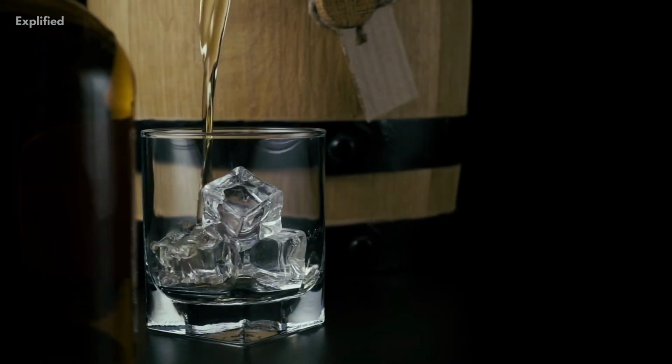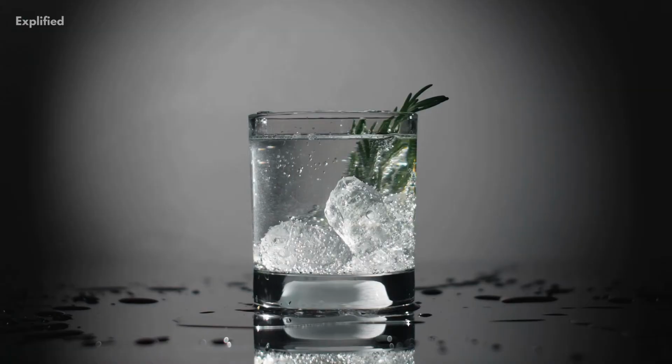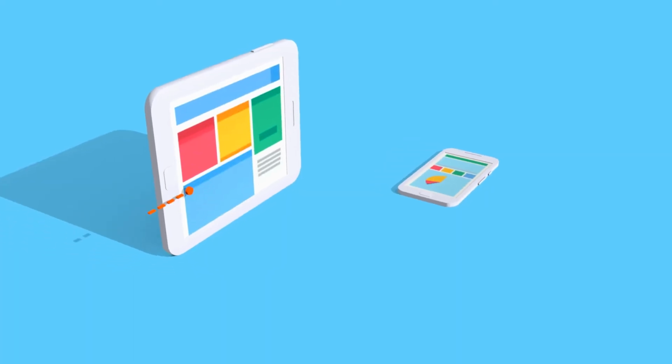So, these were the differences between whiskey, brandy, beer, tequila, and mezcal. Hope you found this video informative.